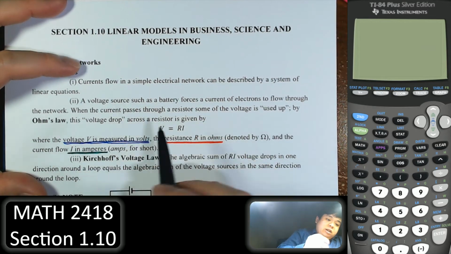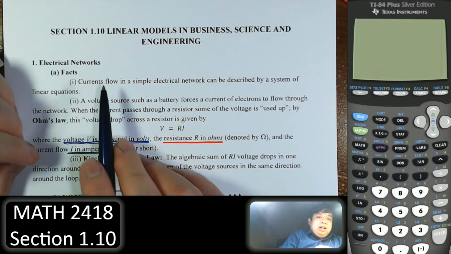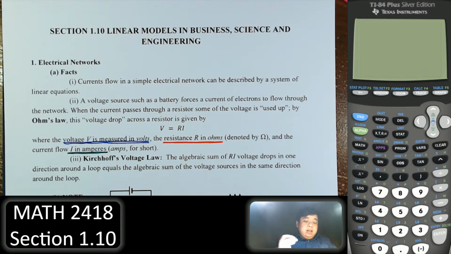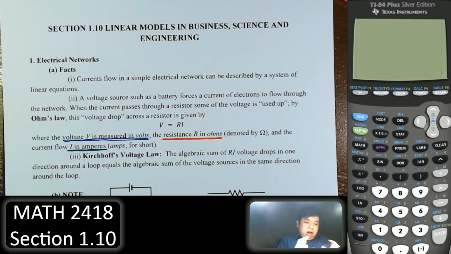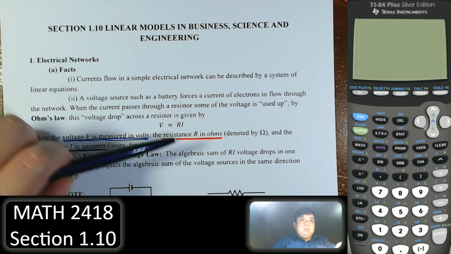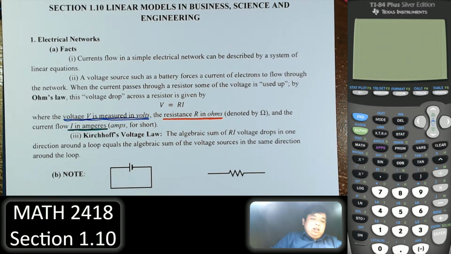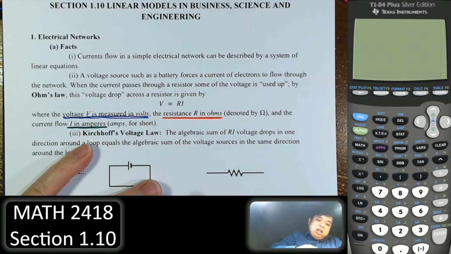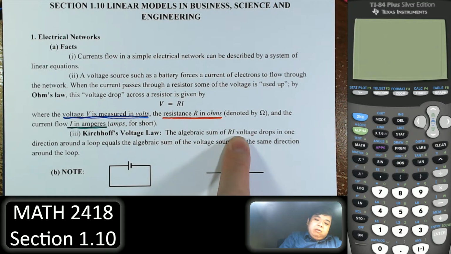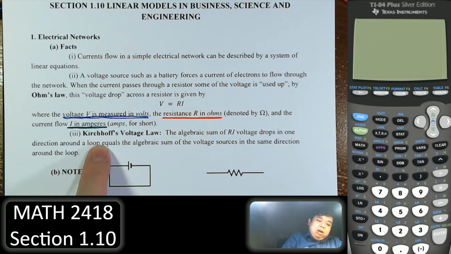The system of linear equations will be a system of equations in I, shown here. When we set up the system of equations for this simple electrical network, it is an equation of the currents I. Ohm's law says that the voltage is equal to the resistance times the current. And then the Kirchhoff voltage law: the algebraic sum of the RI voltage drops in one direction around a loop equals the algebraic sum of the voltage sources in the same direction around the loop.